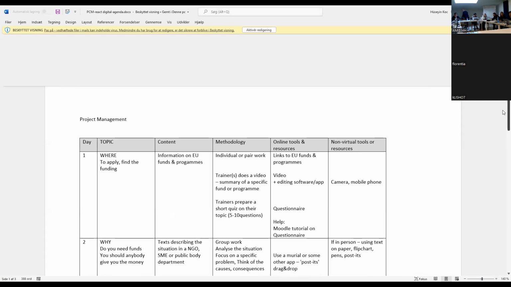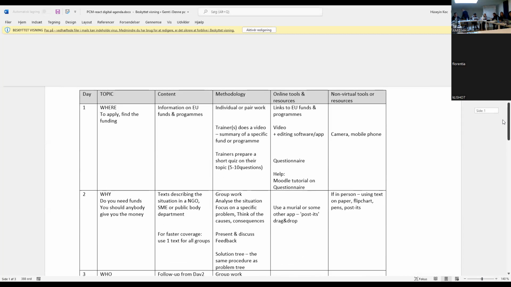So first day, as you can see, we have a topic: where to apply, where to find the funding. And the content is information on EU programs and EU funds. And this is the methodology. First, we have individual work, then trainers can do a video presenting a specific fund or program that they were reading about. And then they can prepare a short quiz that later they can use with the final beneficiaries.